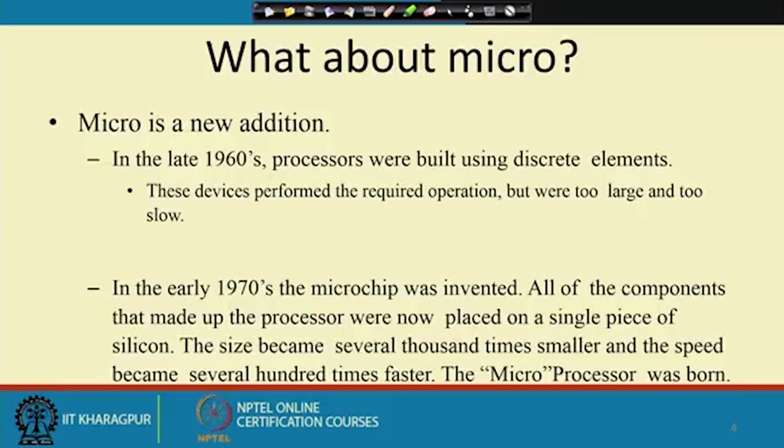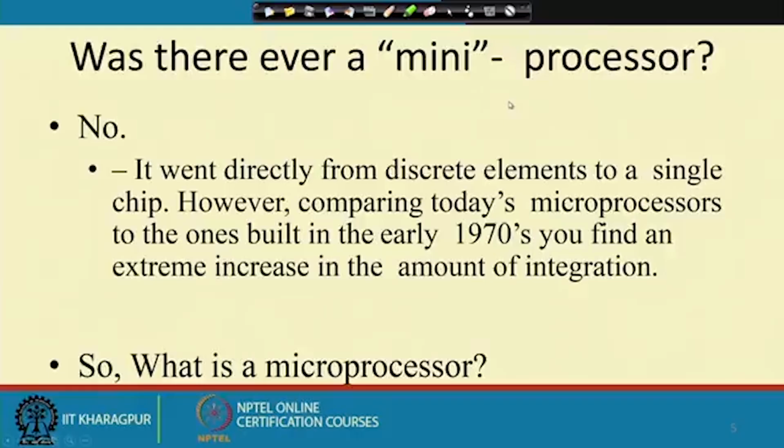Processors were there, and with the invention of the microchip, microprocessors came into existence. It raises a question: was there any mini processor somewhere? Processor, mini processor, microprocessor, can it be like this? Well, the answer is no. It directly went from discrete elements to a single chip. There was no intermediary point in between.